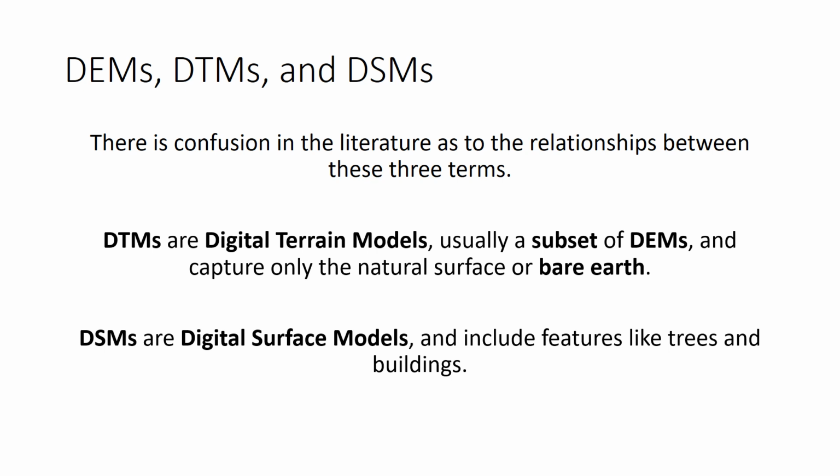So we've said that DEMs are a digital model of the elevations on the planet. And while this is normally rasters, they can be TINs as well. DTMs are what we would call digital terrain models. And the idea here is that we're representing only the natural surface or bare Earth.